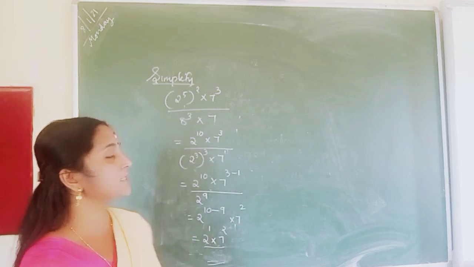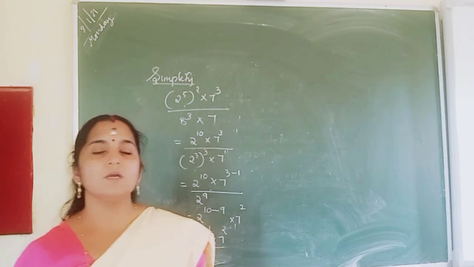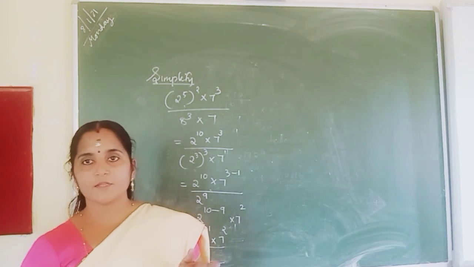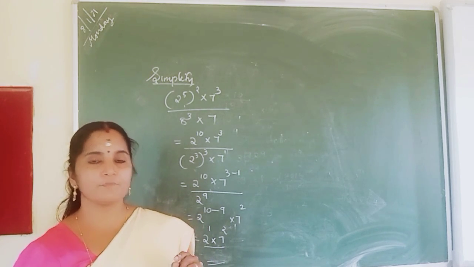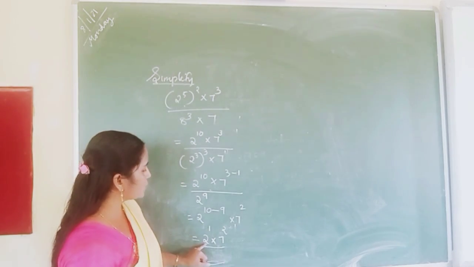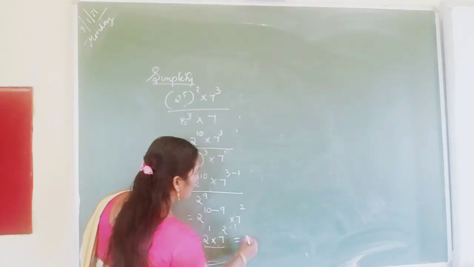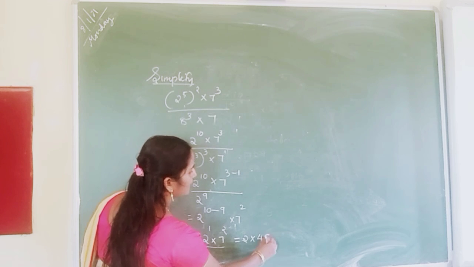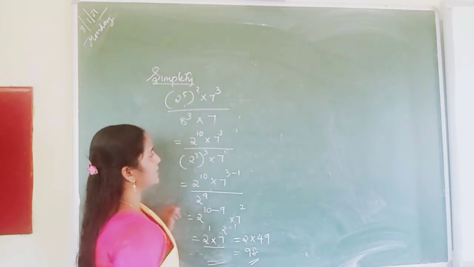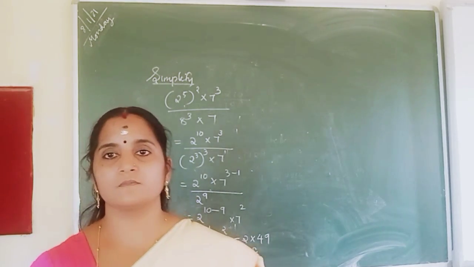We want to write it in the simplified form. But in the previous question we wrote the final answer in exponential form as a product of primes. And here we want to write the simplified form. So 2 raised to 1 means 2 and 7 square is 49. So what is the final answer? 98 is the final answer. Okay.